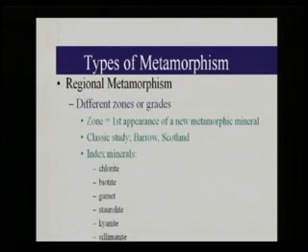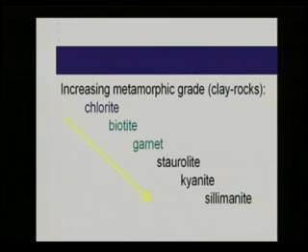For example, with little heat and pressure, chlorite was formed. As we increase the degree of metamorphism, biotite would show up, then garnet, staurolite, kyanite, and sillimanite. So if rocks had chlorite, they weren't as metamorphosed. If they had sillimanite or kyanite, this would indicate a greater degree of metamorphism.